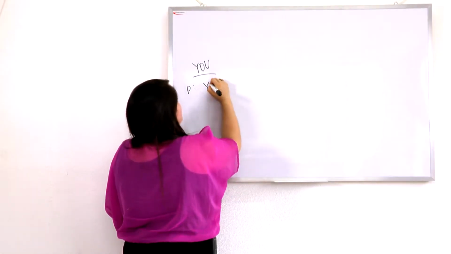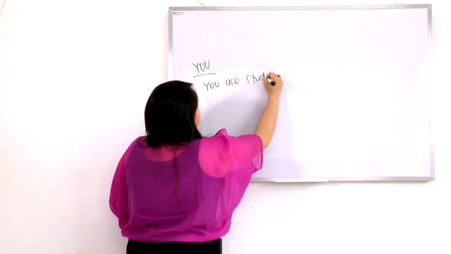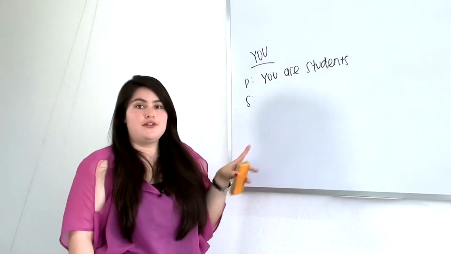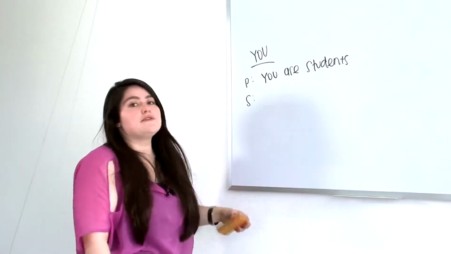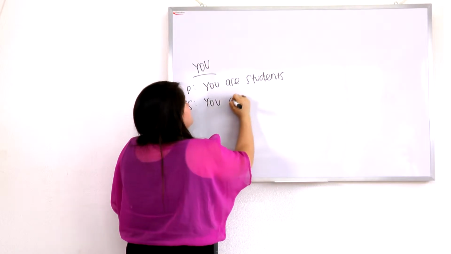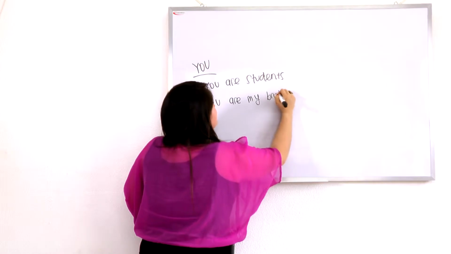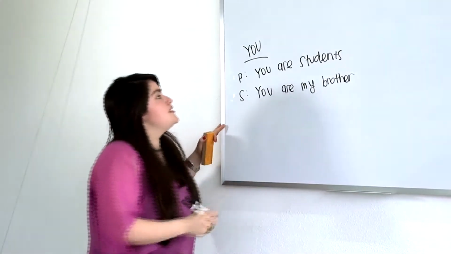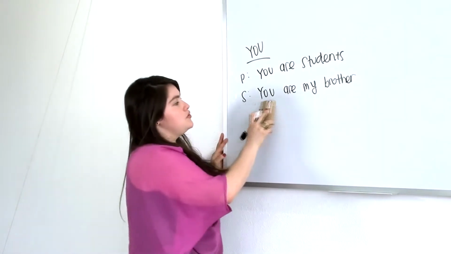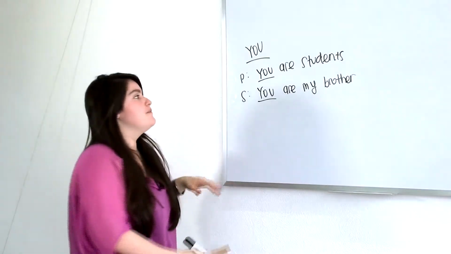So you guys are students. And then in singular, when you are talking about just one person in particular, for example, I have just one brother, so I can tell my brother, you are my brother. So this is the plural example, and this one is the singular example. And you can use you in the same way. You don't need to change anything to use it as singular or as plural.